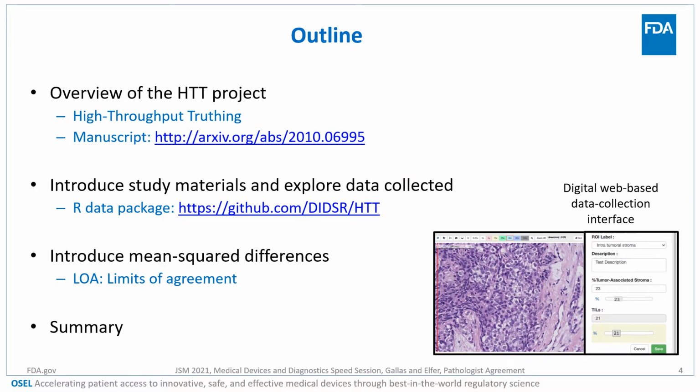In this video, I'm going to give you an overview of the HTT project, the High Throughput Truthing Project. The pilot study that I referenced is part of that HTT project. An overview of the project can be found in manuscript form on arXiv and has been accepted for publication at the Journal of Pathology Informatics. After that, I will introduce the study materials and explore the data that we collected. Spoiler alert, the data are publicly available in an R data package on GitHub. I hope you check it out.